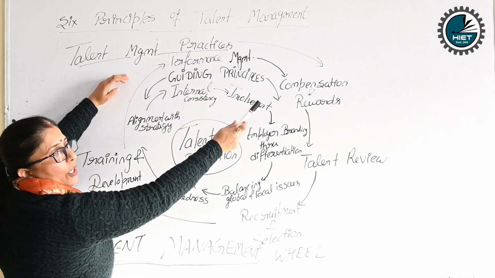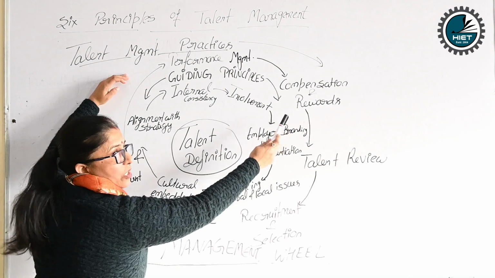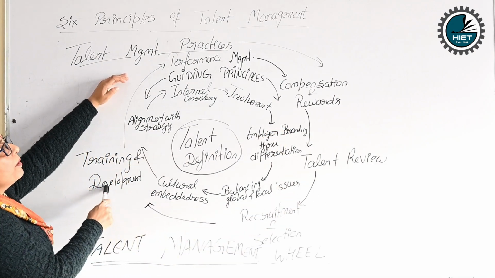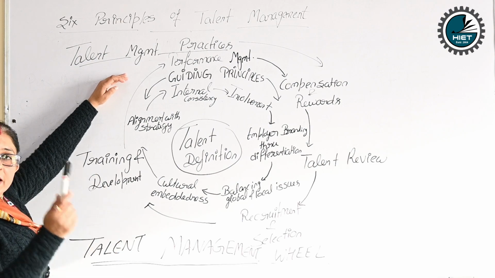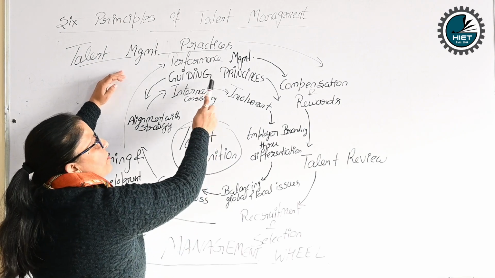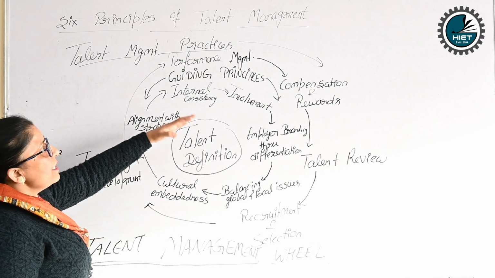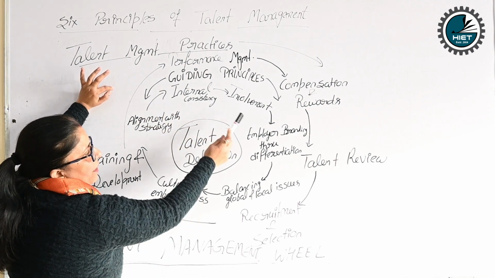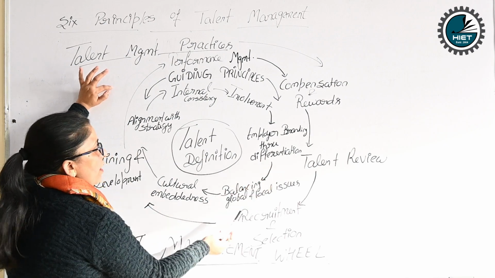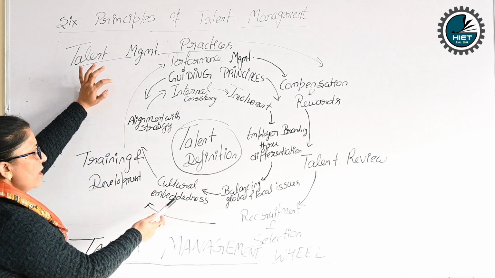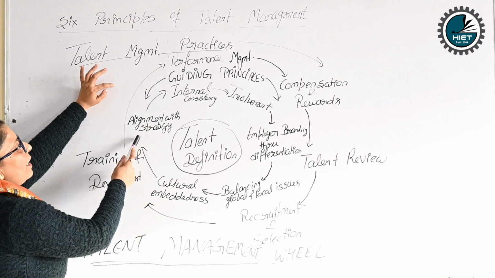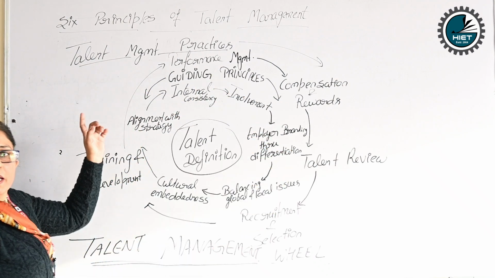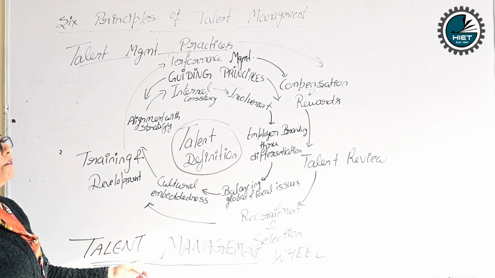Whatever I have told you just now, performance management, compensation and rewards, talent review, recruitment, training and development, these are the management practices which integrate with the guiding principles of management. And what are these guiding principles of management? These are internal consistency, involvement, employer branding through differentiation, balancing global and local issues, cultural embeddedness, and alignment with the strategy. So these all together complete our talent management wheel.